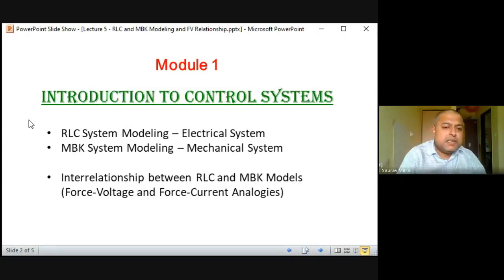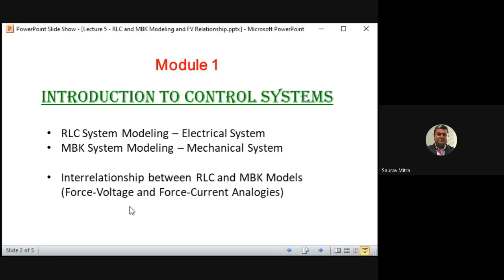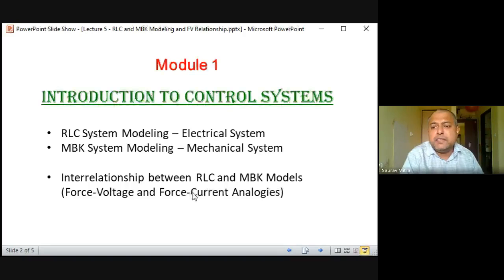So we are going to see electrical modeling, where the input is V. V stands for input voltage, and for a mechanical system the input is force. Mechanical system is generally given by capital F. Electrical system is generally given by capital V. Then we will see the force voltage analogy, called FV. That means the interrelationship between mechanical and electrical systems. And then there is another analogy called FI, force current. So the force current analogy, mechanical and electrical, and the force voltage analogy.